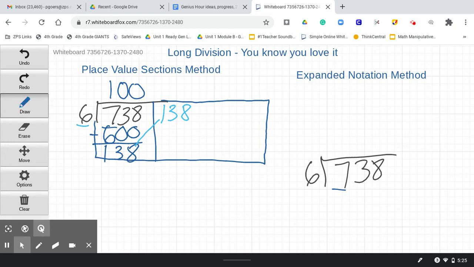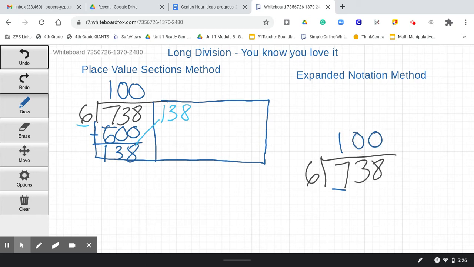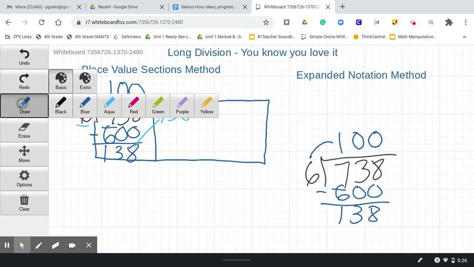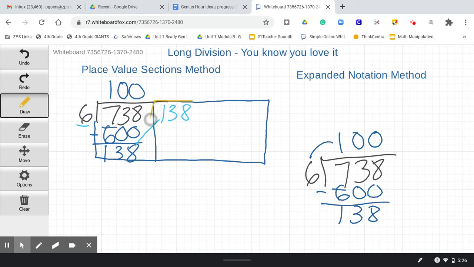Now for expanded notation method, I've got to do the same thing. So if I've got 7 hundreds, I'm putting them into groups of 6, right? So that's still 1. 7 divided by 6 is 1, but again, it's not 7, it's 700, which means it's not really 1, it's 100. Okay, now I'm going to do the same thing. I'm going to multiply 6 times 100. That is 600. Okay, I'm going to subtract to see what I have left over, and I still have 138. So the only difference so far is that I have moved the 138 up to the top of the next box here, but I'm not going to move this one down here. It's going to stay right where it is.